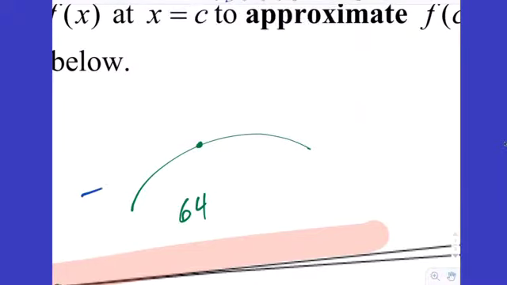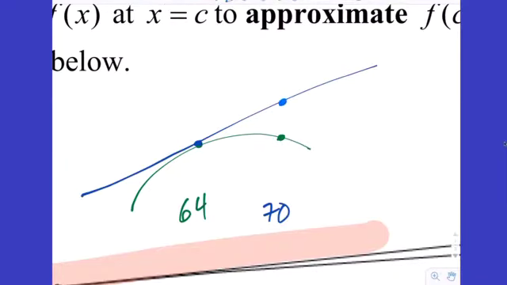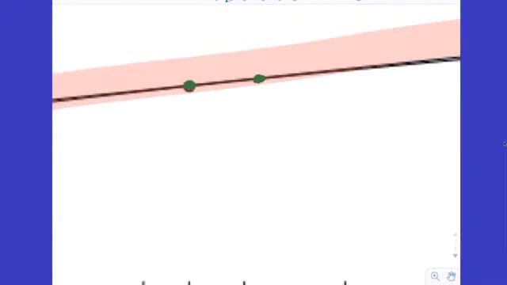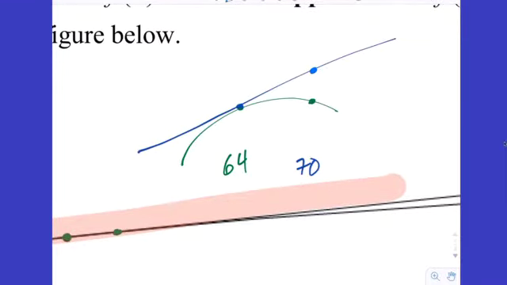And the tangent line would look like this, and let's call this 70. We're actually interested in finding this value, but maybe this value here on the tangent line can be used as an approximation for that one. All right? And notice that if this is kind of drawn to scale, that approximation is going to be a pretty darn good approximation. Now, because the graph is also concave down between 64 and 70, we know the tangent line is going to be above the curve.